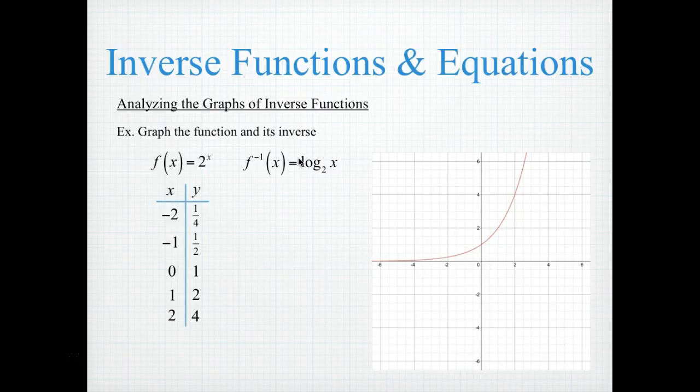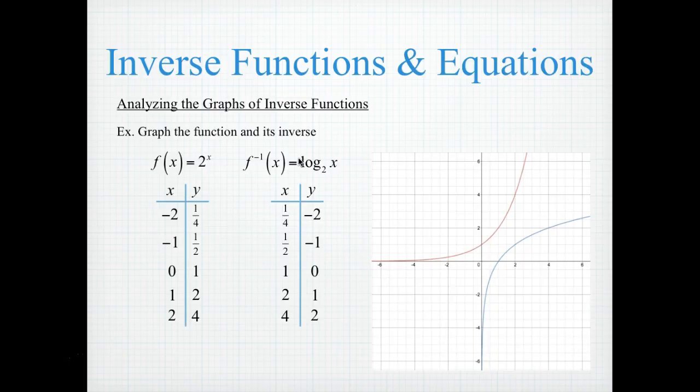So for the t-table, I just reverse. The values -2, -1, 0, 1, and 2 that are in the x column are going to be expressed in the y column for my inverse function. And the values in my y column for the parent function are expressed in the x column for my inverse function. So when the x and y values get flipped, this is what my function will look like.